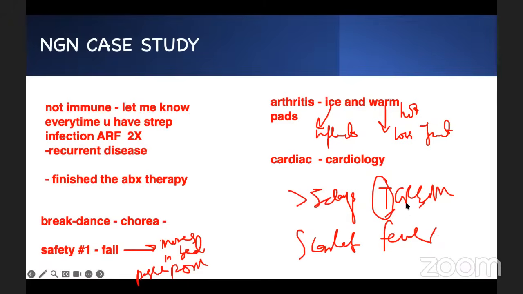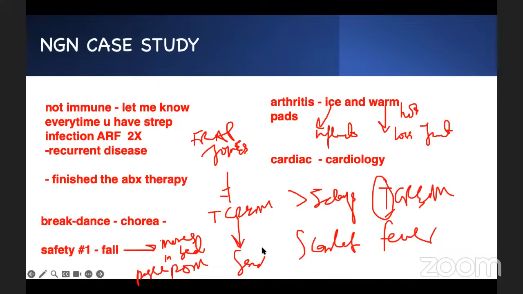So don't forget the flaps of your joints, okay? When you have flapping joints, it's different from the other disease, okay? And when you have the sandpaper rash, that's scarlet fever. So they are all different diseases.